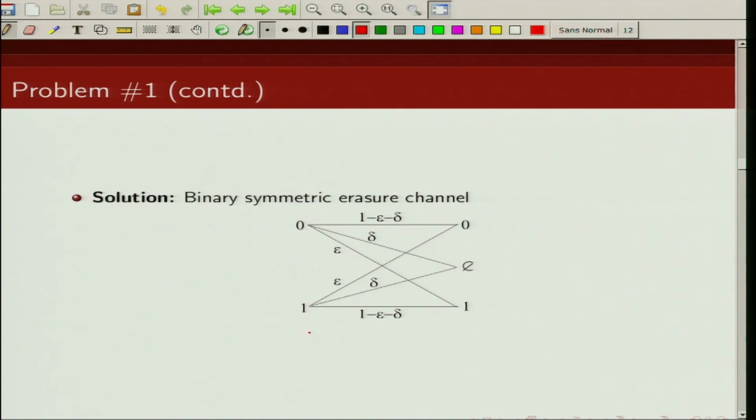So, as I said, this is our binary symmetric erasure channel. This is our erase bit denoted by delta, and these are the other received bits 0 and 1s. With delta probability the bits are getting erased, with probability epsilon the bits are getting in error. So, the probability of receiving the bits correctly is 1 minus epsilon minus delta.